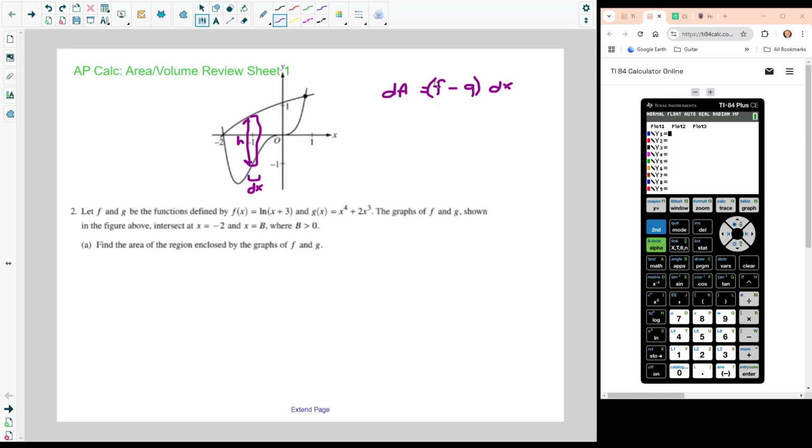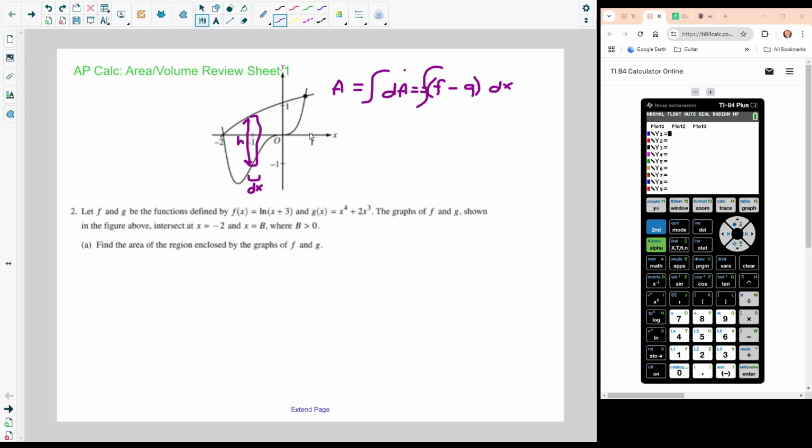F minus g. And then all you got to do to find the area of all the rectangles, meaning all the shaded region, right? All of the shaded region here, is to integrate both sides, right? So area equals the integration of this, right? F minus g dx. And of course, it's from what to what?